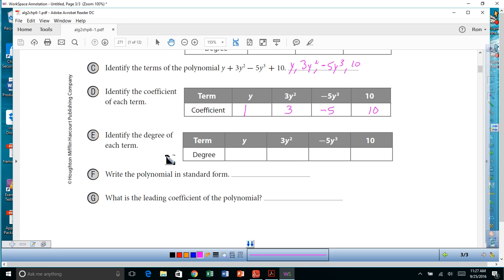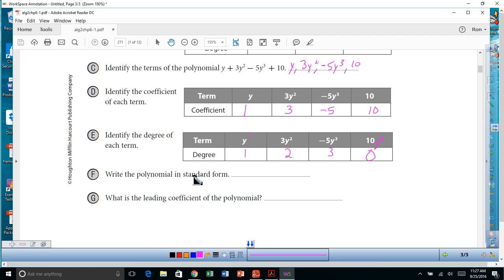Identify the degree of each term. Well, y, that degree is just 1. Y squared, that degree would be 2. Y to the third degree would be 3. And again, you might look at that as 10y to the 0, and that degree is 0.